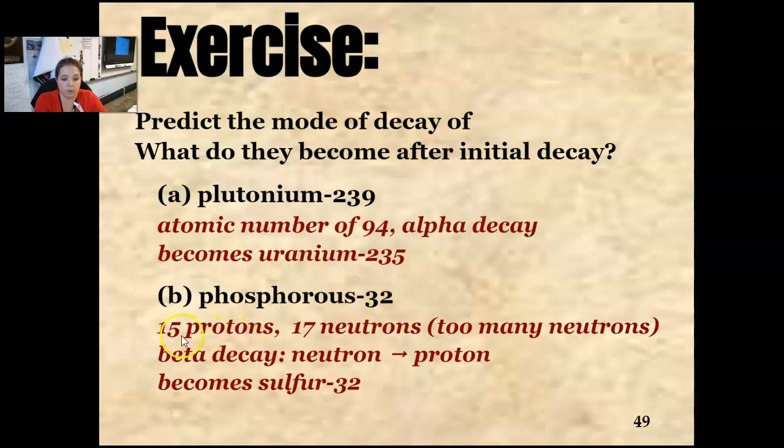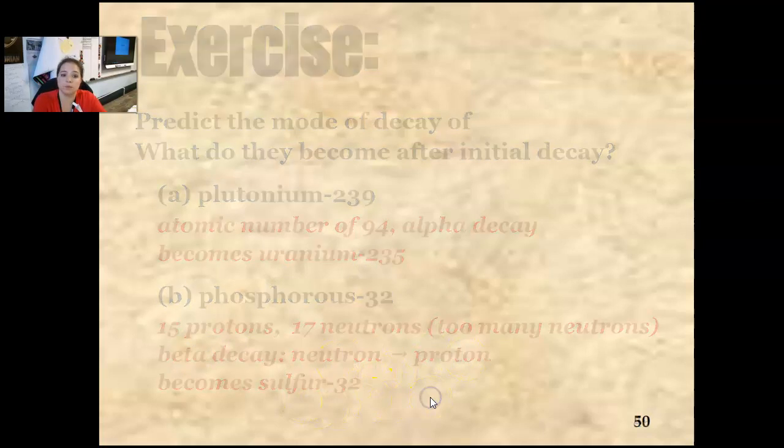Phosphorus 32. Okay, so there are 15 protons, 17 neutrons. Too many neutrons. If we have too many neutrons, we want to beta decay it, because it goes from a neutron to a proton. So it becomes sulfur 32.